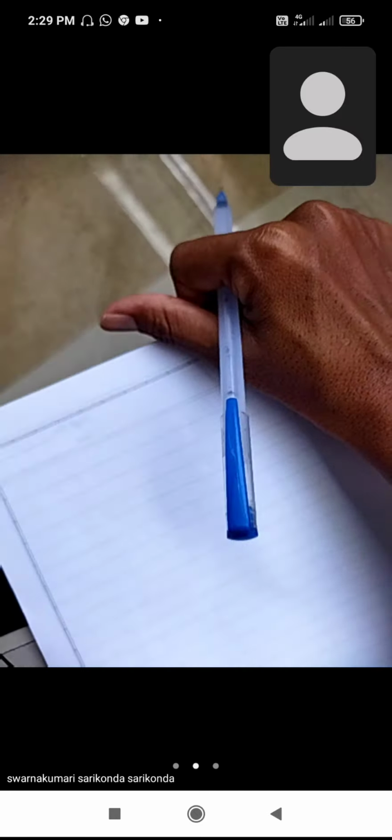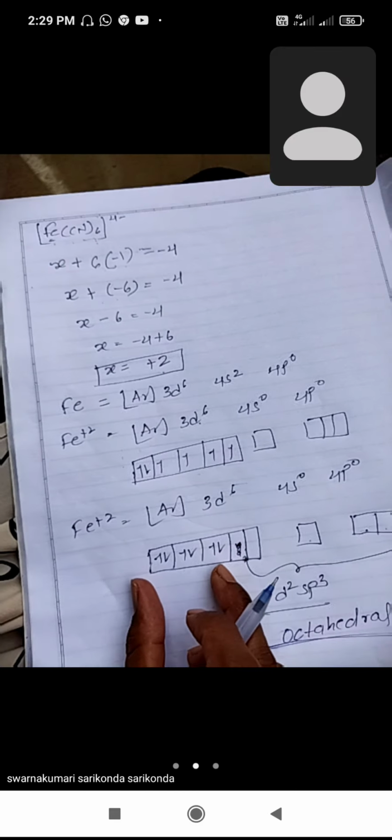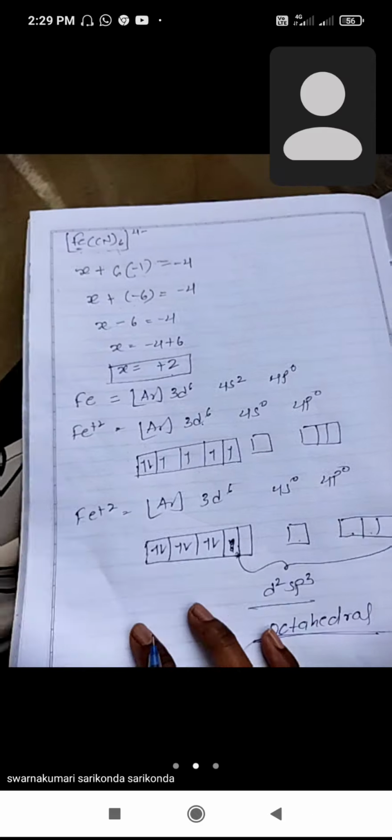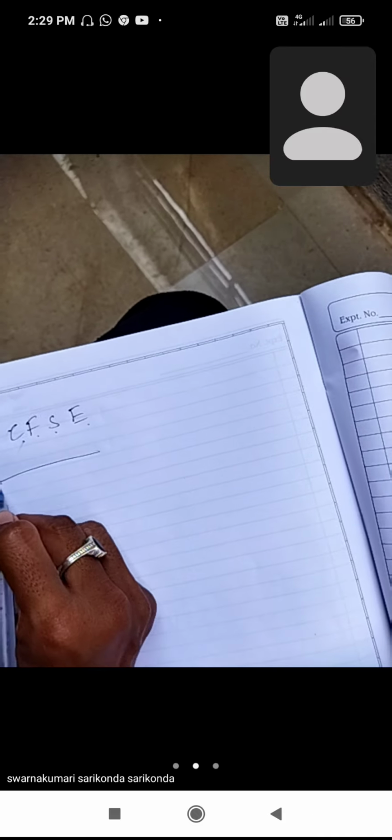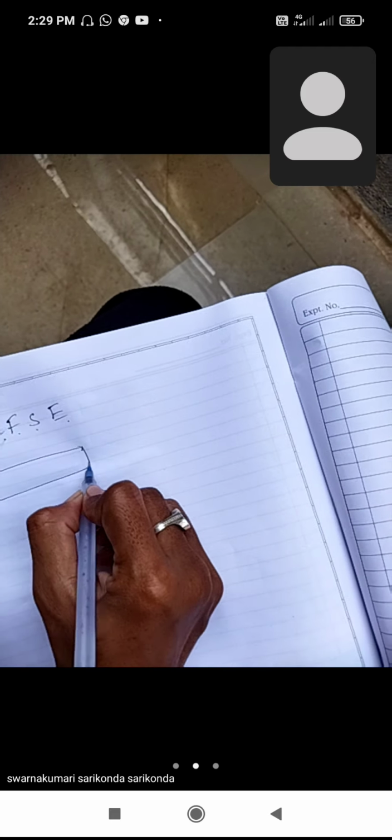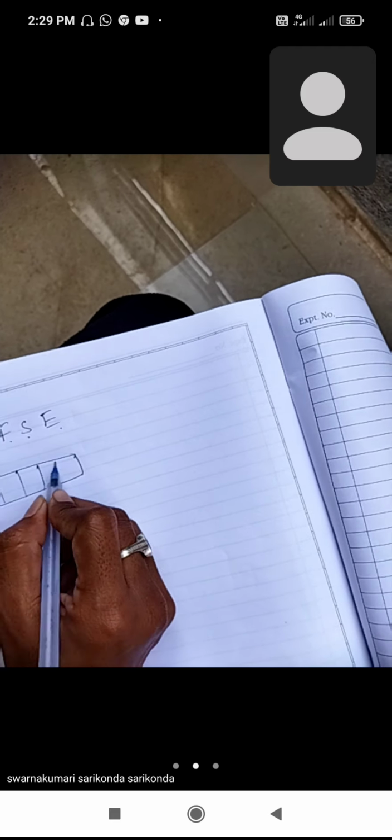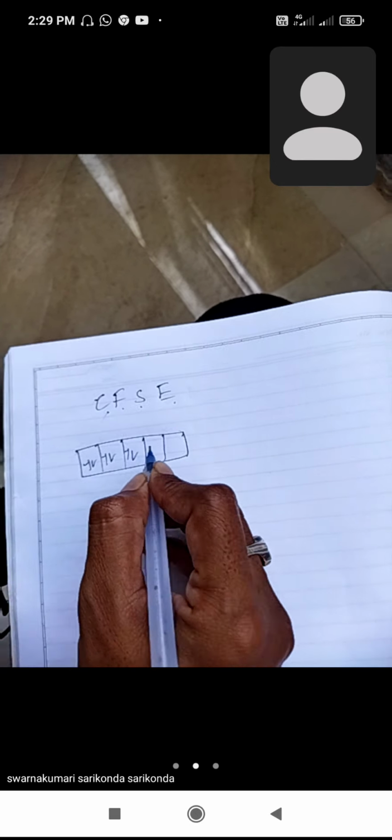Next we find the value of CFSE. CFSE means crystal field stabilization energy. How many d electrons are there? 6 d electrons are there. First of all we draw these 6 electrons: 1, 2, 3, 4, 5, 6.